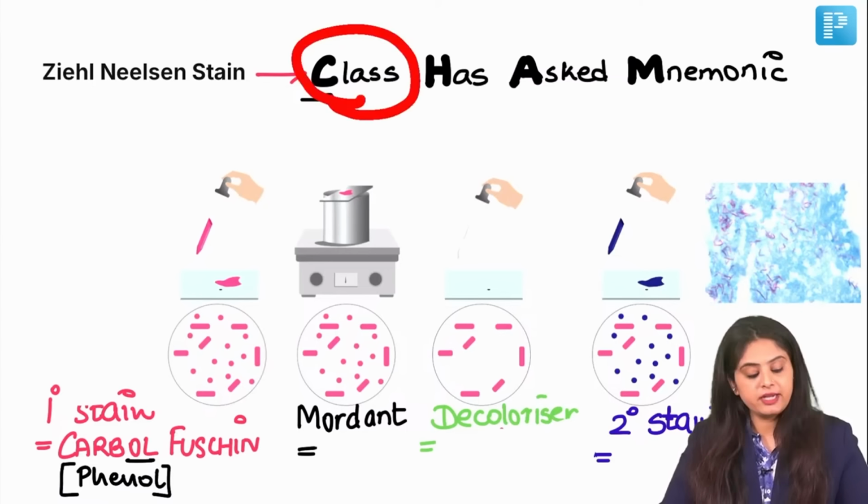And finally the background has to be blue, so I have added the secondary stain which you were saying is methylene blue. So carbol fuchsin, heat, acid alcohol and methylene blue. Then after this you don't even need the mnemonic ना, वो तो दिख ही रहा है. कुछ red color है, कुछ blue color है, then heating and then decolorizer.